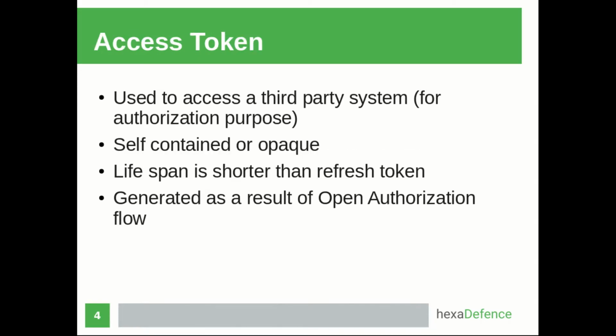The next type is the access token. This is used to access another system. That means it is for authorization purposes. An access token can be a self-contained token like an ID token or it can be an opaque token. An opaque token means it is just a random character string with no meaning. If an opaque token is used, the third-party system should execute some additional operations to get information referenced by the access token. If it is a self-contained token, the token itself contains information to make access decisions. Access tokens also have a shorter lifespan just like ID tokens.